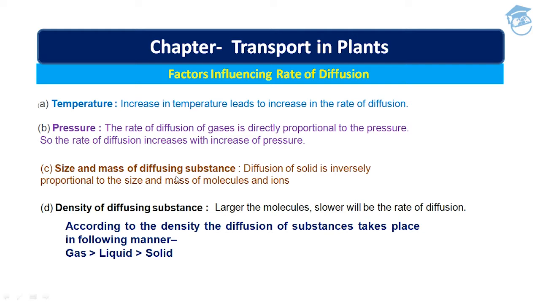Now, the fourth factor is the density of the diffusing substance. The larger the molecule, the slower will be the rate of diffusion. According to the density, diffusion of a substance takes place in the following manner: gases will diffuse faster, then liquids, and then solids. Solids are larger and compact molecules, and hence the rate of diffusion will be slower. But on the other hand, gases can diffuse rapidly or faster.